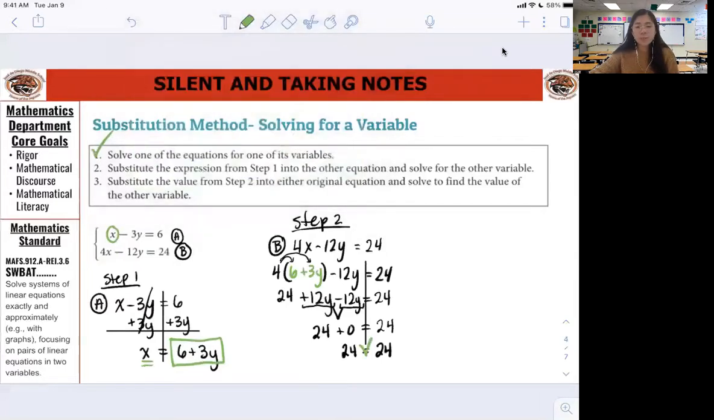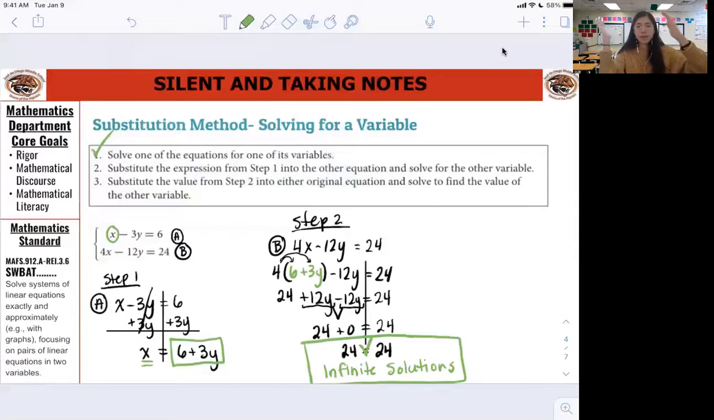And since it's a true statement, this tells me that I have infinite solutions. Infinite solutions. Now, on a graph, what that means is that the two equations, the two lines, line A and line B, are located right smack on top of one another. They are the same exact line. They have the same slope, the same y-intercept, the same x-intercept, the same everything. They match up completely, which is why they have infinite solutions, because they're intersecting all the time.